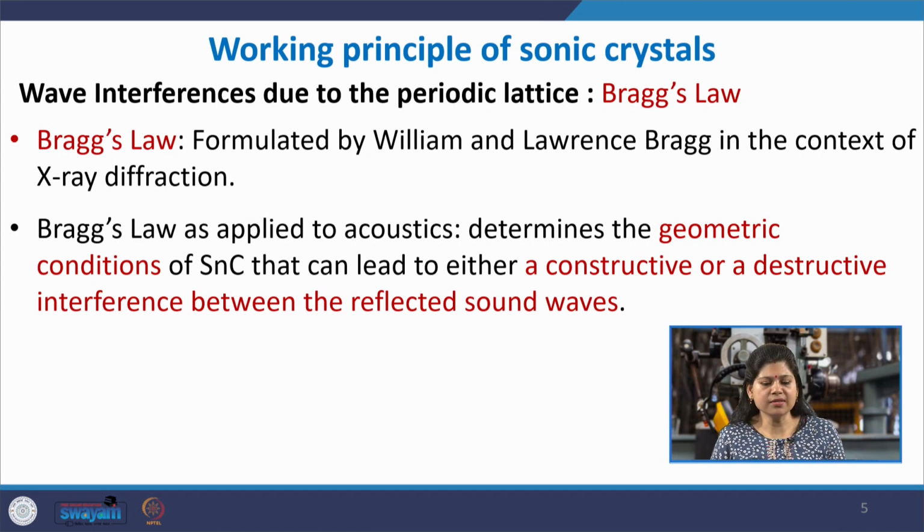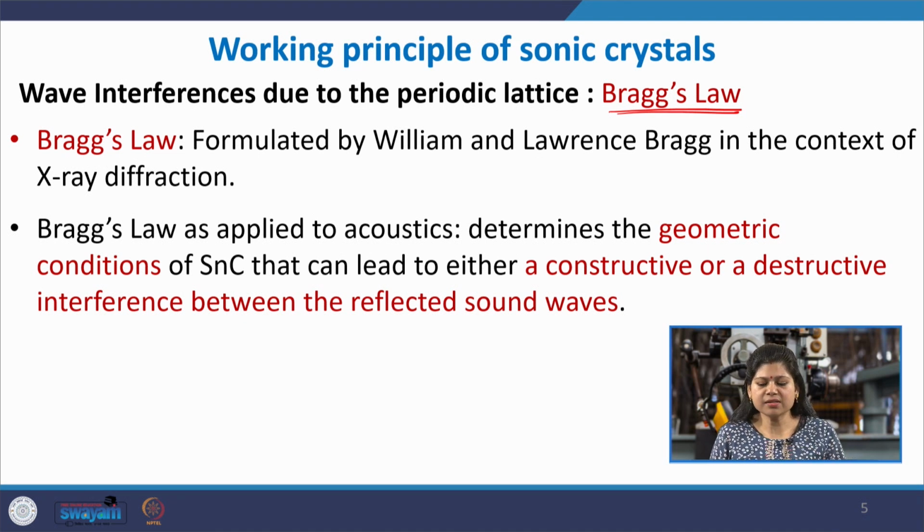Wave interference is due to the periodic lattice, and this is governed by Bragg's law. This law was formulated by William and Lawrence Bragg in the context of X-ray diffraction. In X-ray diffraction, when you bombard a layer of material with X-rays, the heavier atoms or molecules diffract the X-rays, and based on the diffraction pattern, the composition of the material can be estimated. A similar concept is then extended to acoustics.